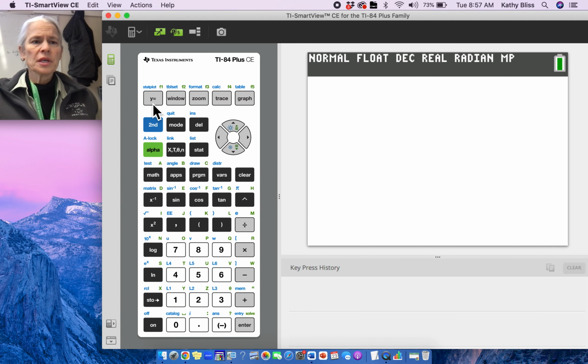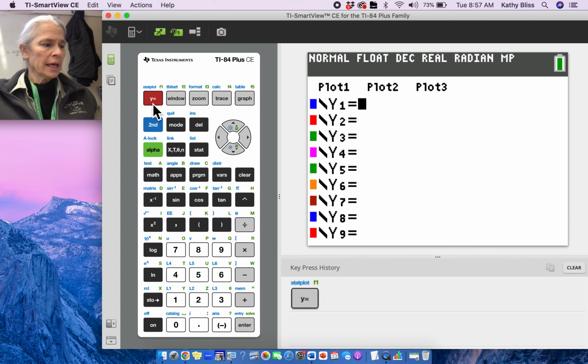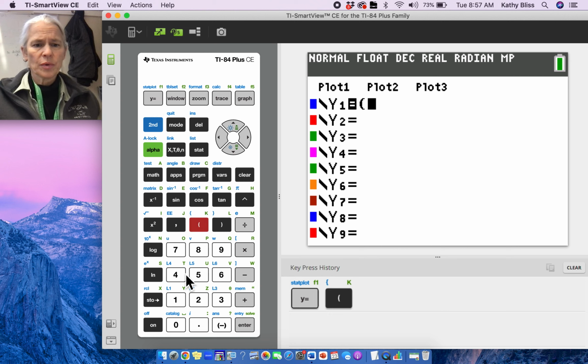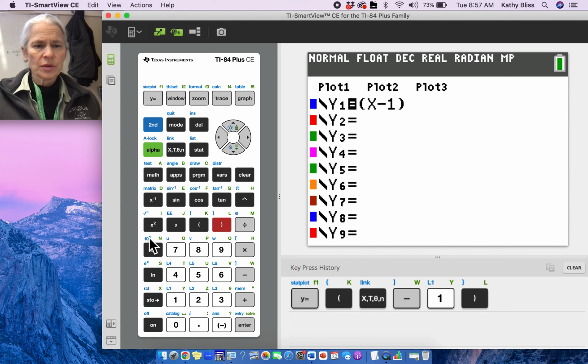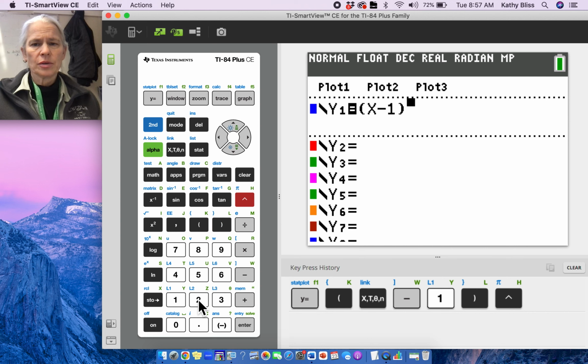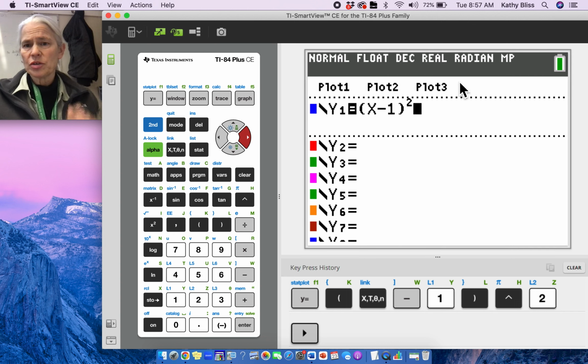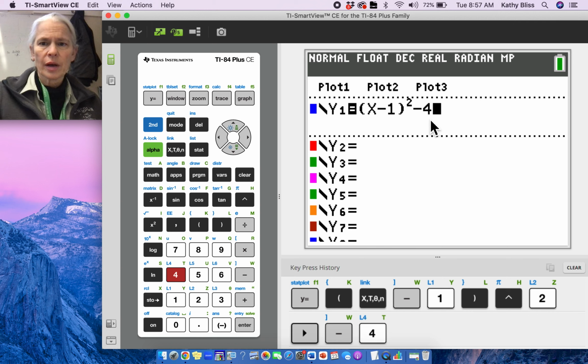Okay, so the first thing I want to do is to type in an equation. So I'm going to go to my y equals, and I'm going to just type in the first equation, which is parenthesis x minus 1, and then I'm going to square that. There's an x squared button here, or you can use the up arrow and do squared there. But if you do that, you need to use the arrow key to make sure that you come back down, and then minus 4. Okay?